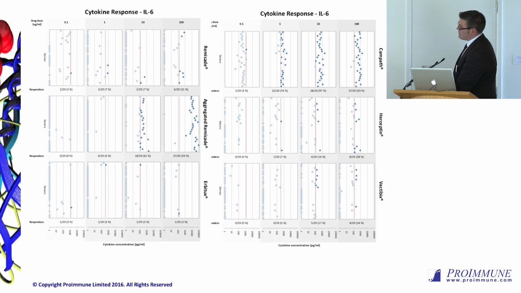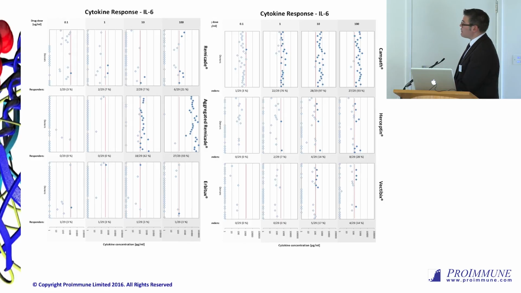Erbitux, on the other hand, you can see the majority of donors are actually on the baseline, but there are a few donors, and in this case, even at the highest concentration, it's still just one. It's always going to be 1 out of 29 in this case that's positive, because we use this as a 95% threshold limiting factor. But there are only 4 other donors which are just below the line here at the highest concentration.